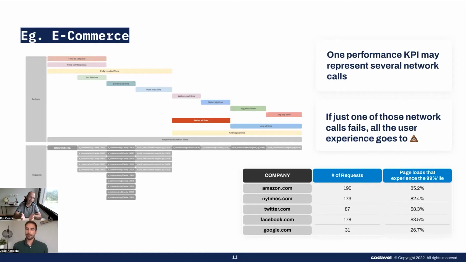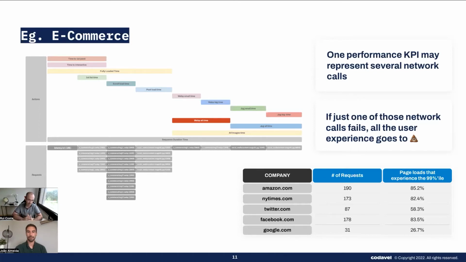And now the question is, you have done your very best to optimize every network call, and so the probability that one of these requests goes wrong individually is not that high, right? Because you are using a CDN, you have compressed your content, and the probability that each of these requests goes wrong is actually low.